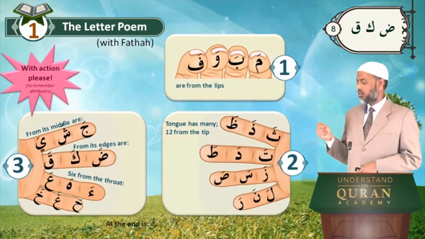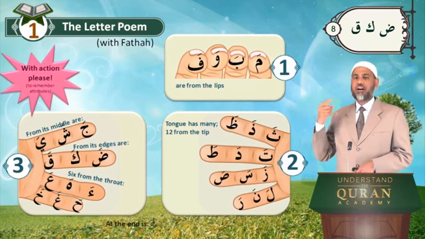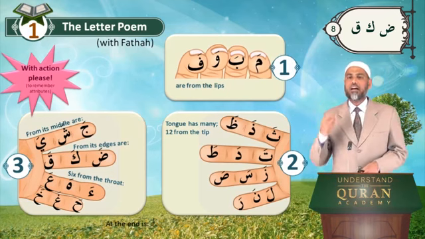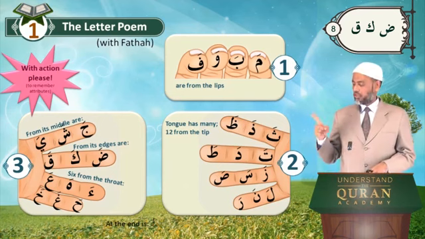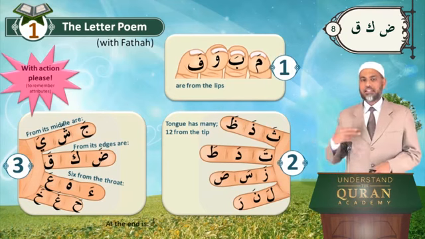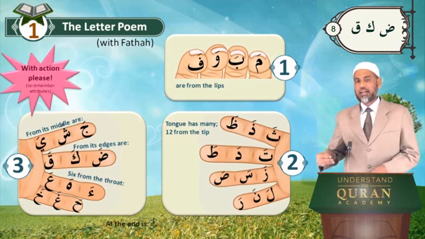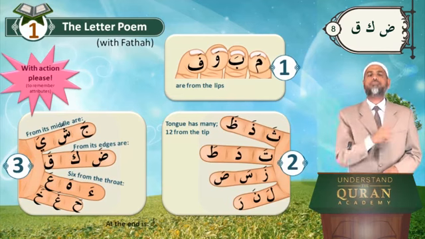Okay, so here it is. Bismillah. Ma, ba, wa, fa are from the lips. Tongue has many. 12 from the tip. And the first, tha, dha, ta, da, za, sa, sa, la, na, ra.